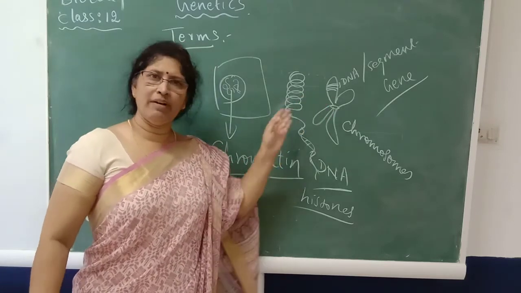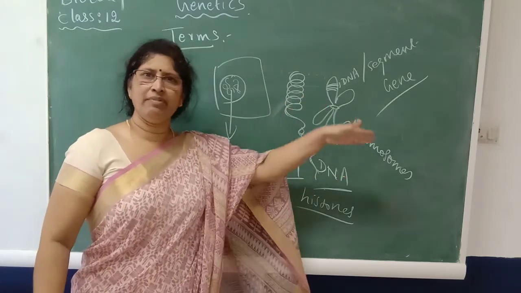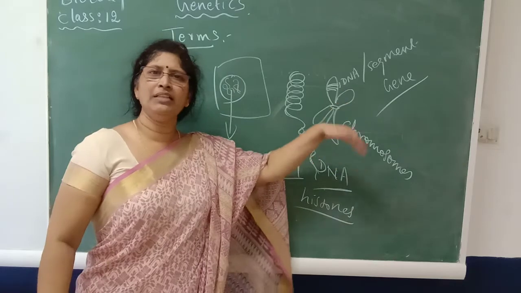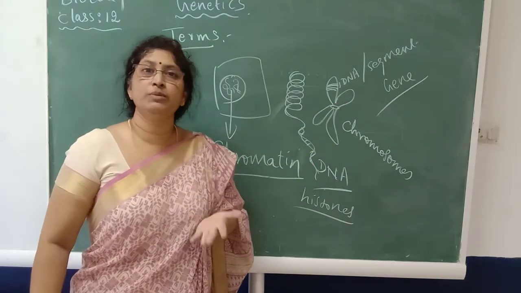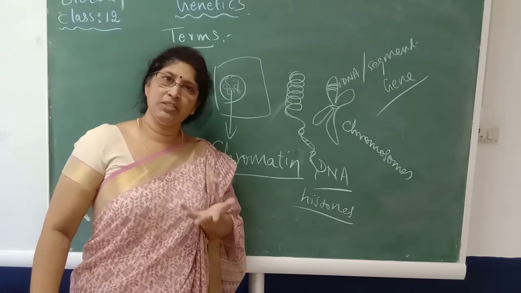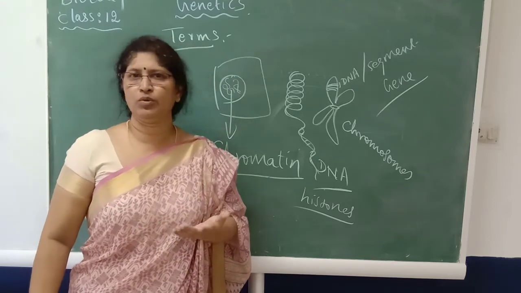Once you have understood what a gene is, we can further come down to what the different forms of a gene are and how these forms can be expressed. Can they be expressed individually, or are they expressed only in pairs?